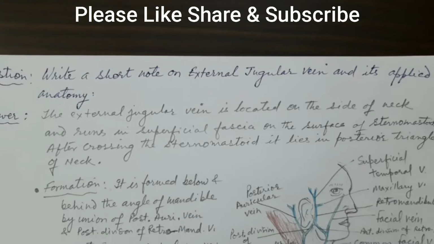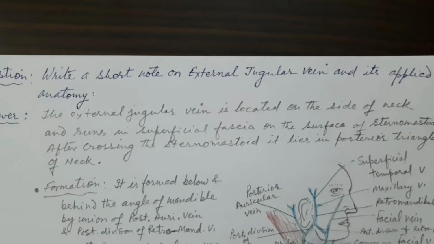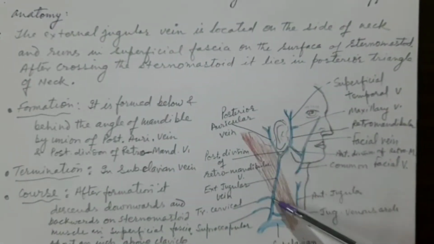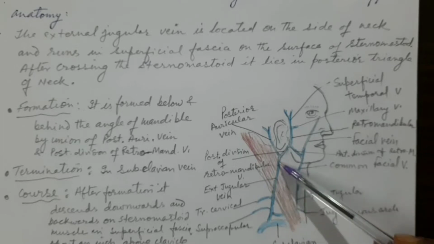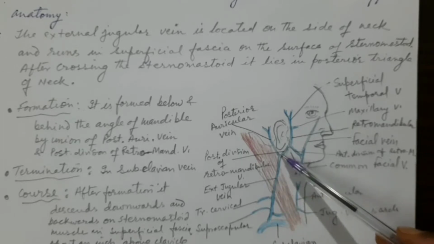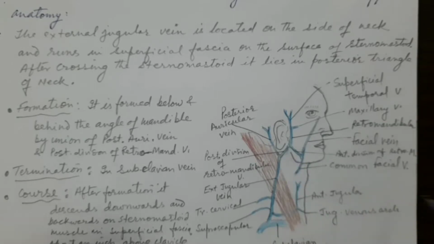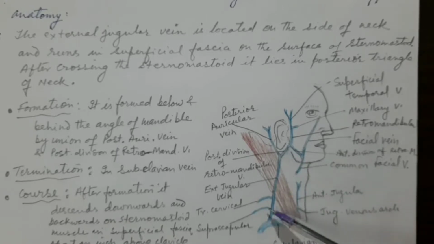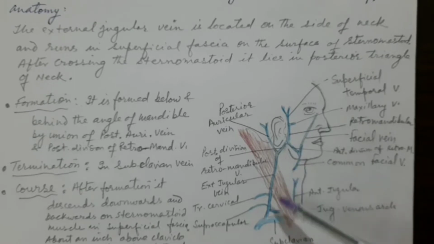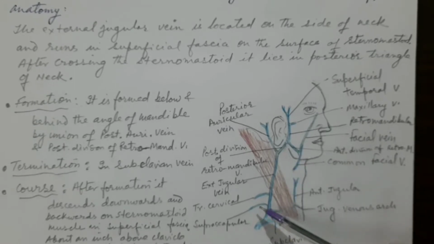Then it will cross the sternomastoid muscle. That means most of its part will lie here in this diagram. If you see, most of its part will lie on the sternocleidomastoid muscle, crossing from anterior to posterior and inferior direction. After crossing the sternocleidomastoid muscle, it will lie in the posterior triangle of the neck.